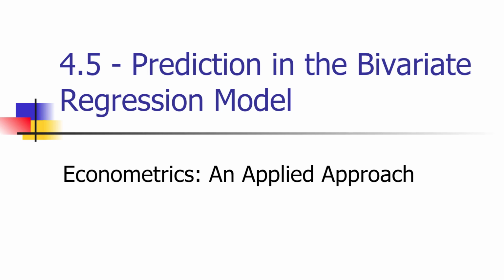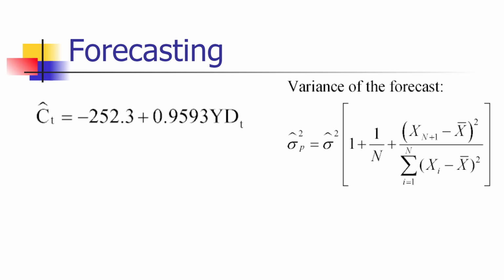In this video, we'll discuss the variance in predictions resulting from a bivariate regression model. If we estimate a model, we can generate forecasts from that, where we plug in different values of disposable income, say, into this consumption function, and we get a predicted value of consumption. This equation gives us the variance of the forecast. It tells us how reliable that forecast would be.